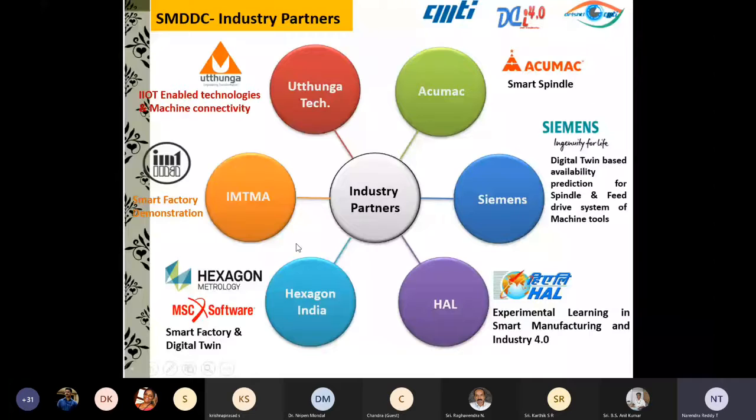And then we have another partner, IMTMA, the Indian Machine Tool Manufacturers Association. They want to give more exposure on this technology to their industries, OEMs and all. For that, they are more connected with the smart factory demonstration. Okay, hope you would have known what technologies we are working on.